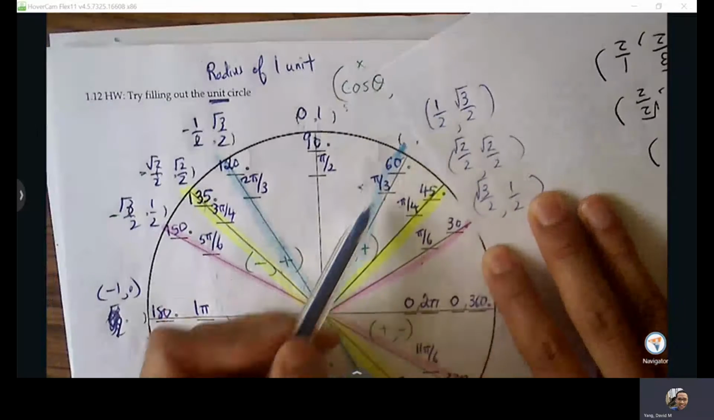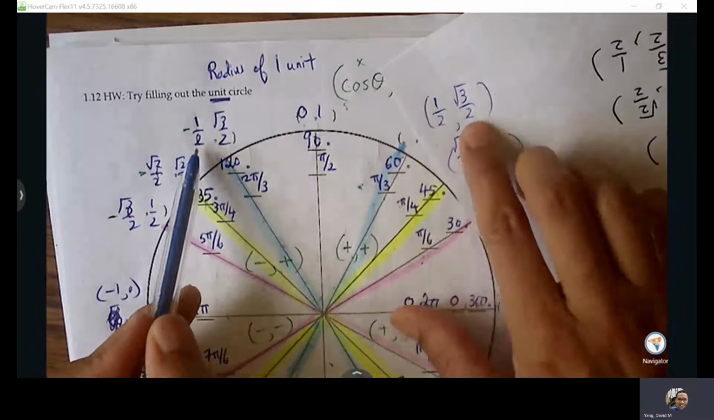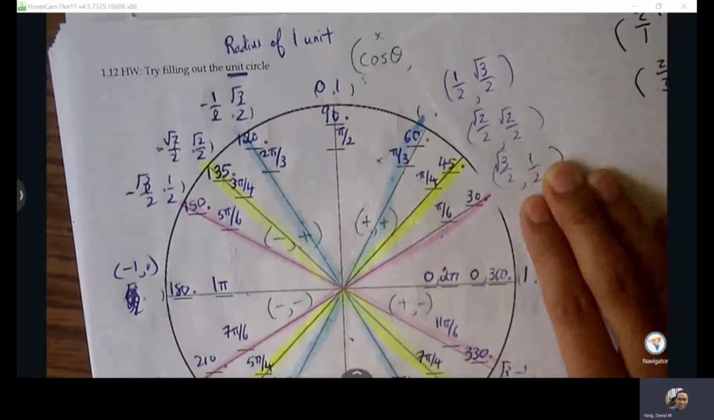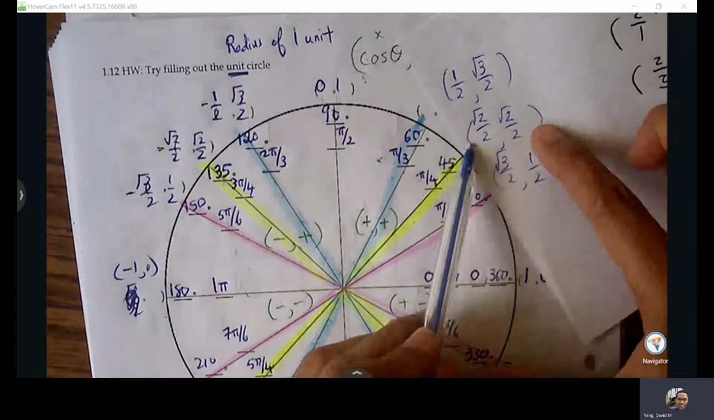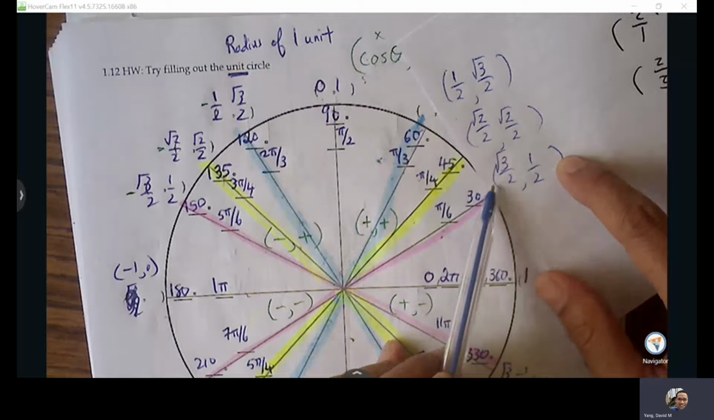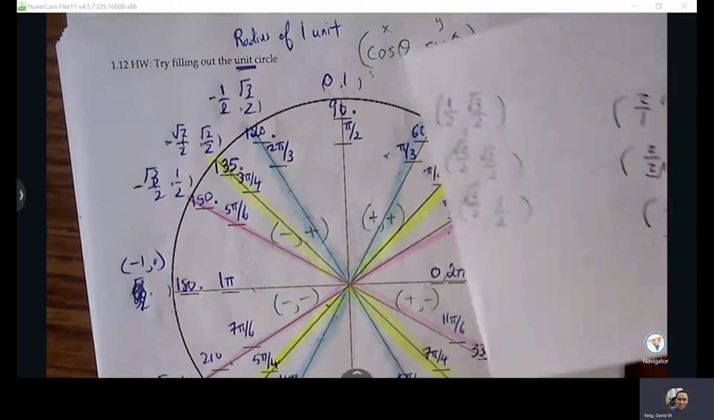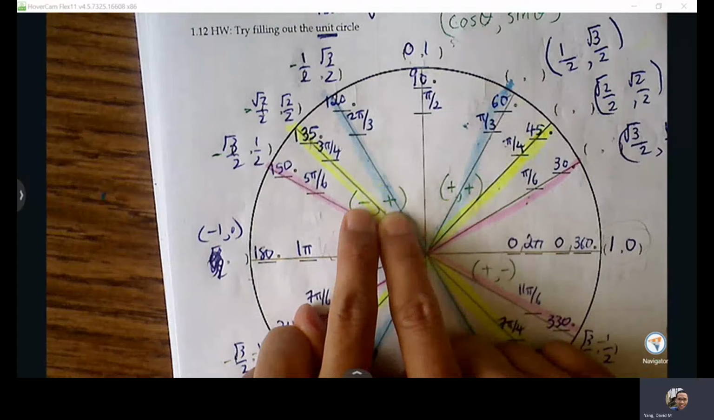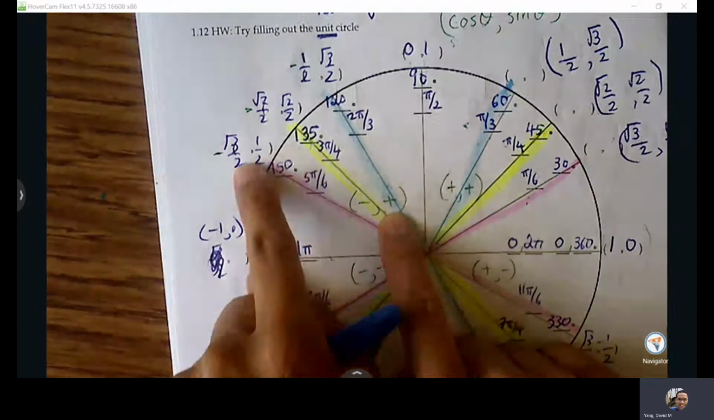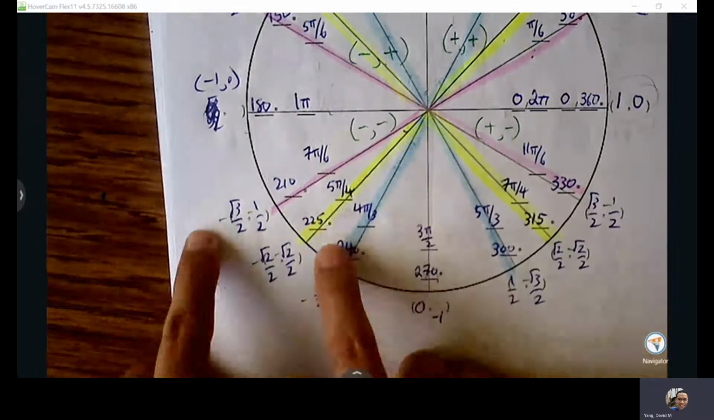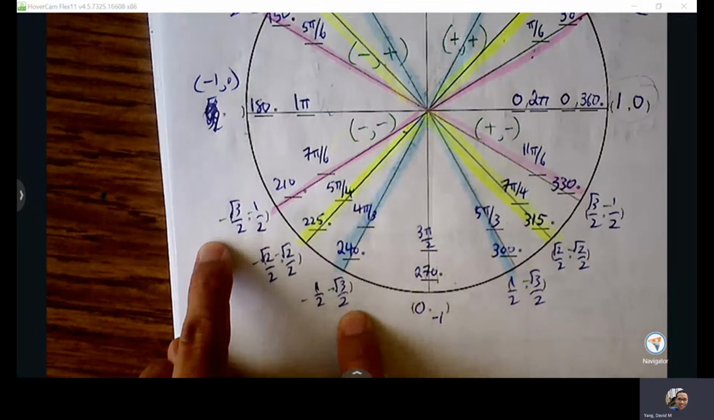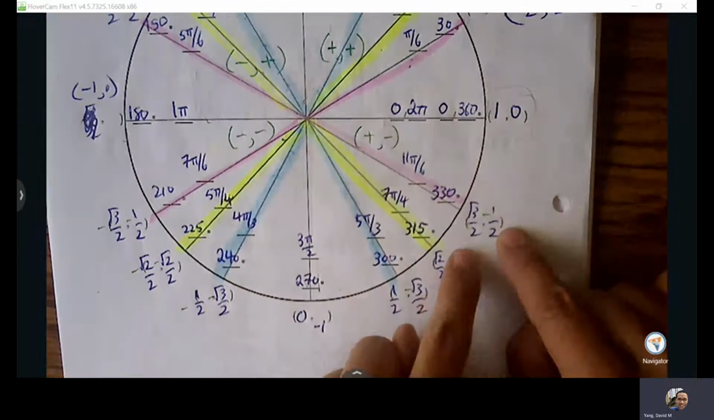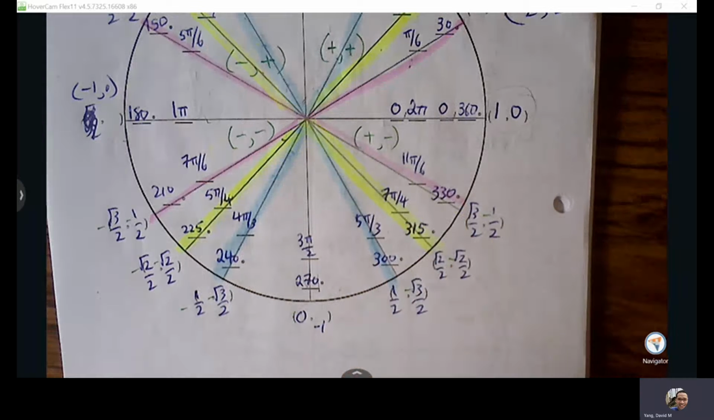Okay. Anything with a 3 in the denominator will all have the same order pair all the way around. The only difference is the signs. Anything with pi over 4 in the denominator will have this order pair. Anything with 6 in the denominator will have this order pair. Once you copy all that, then you have to make sure your signs are correct. So anything in the second quadrant will have a negative x value and a positive y value. Make that adjustment. Anything in the third quadrant will have a negative x value and a negative y value. Make that adjustment. Anything in the fourth quadrant will have a positive x value and a negative y value, and we'll make that adjustment.